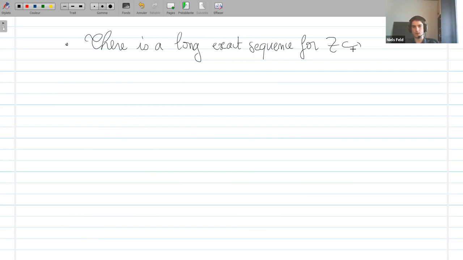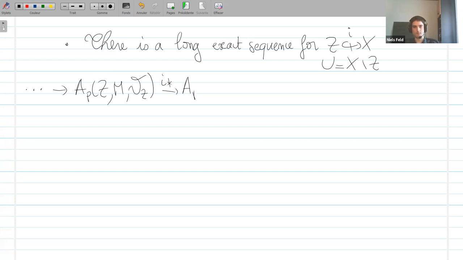So another property, there is a long exact sequence. So if you consider a closed subscheme and U the complementary, so let's call it I. So I guess nowadays this kind of long exact sequence is well known.